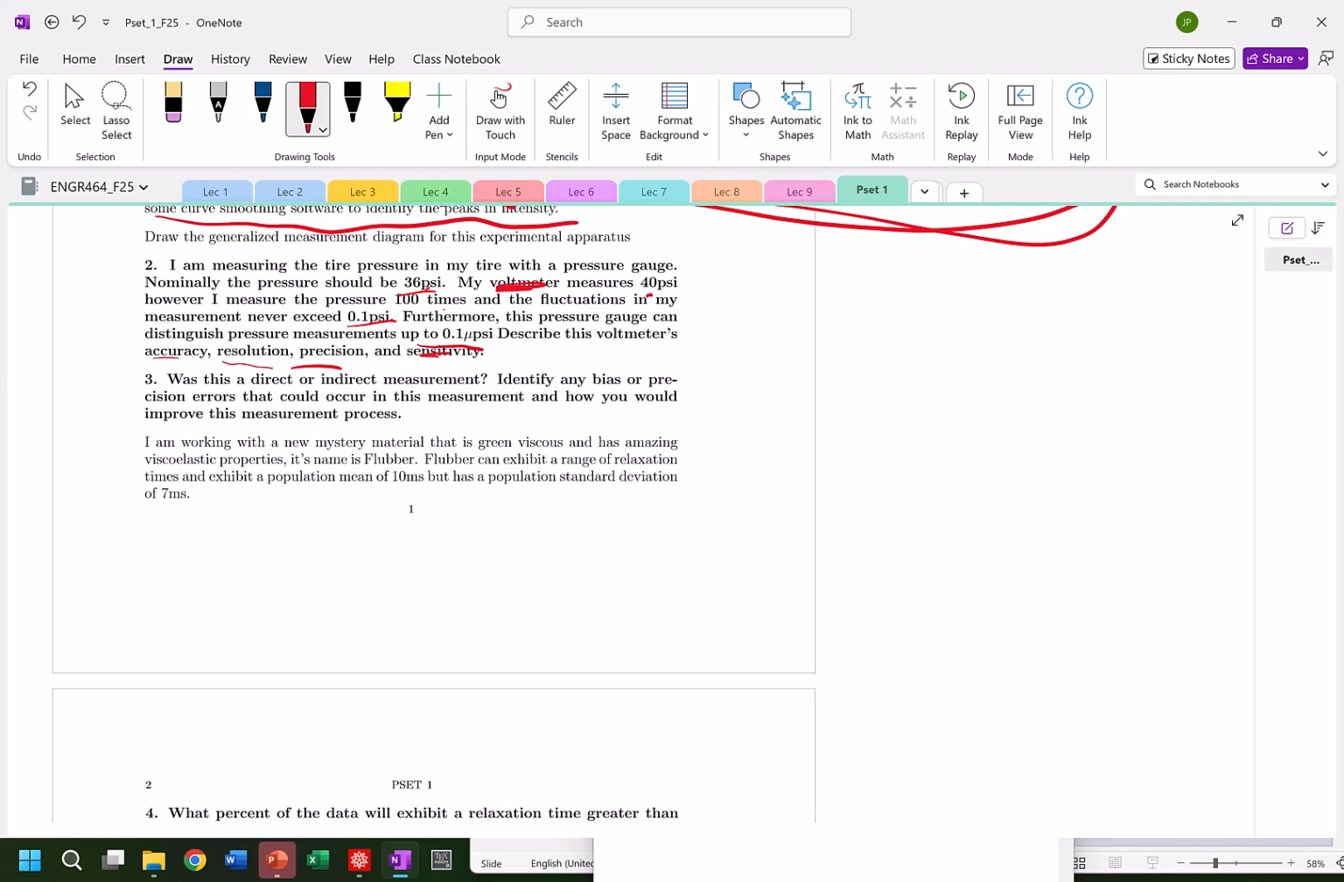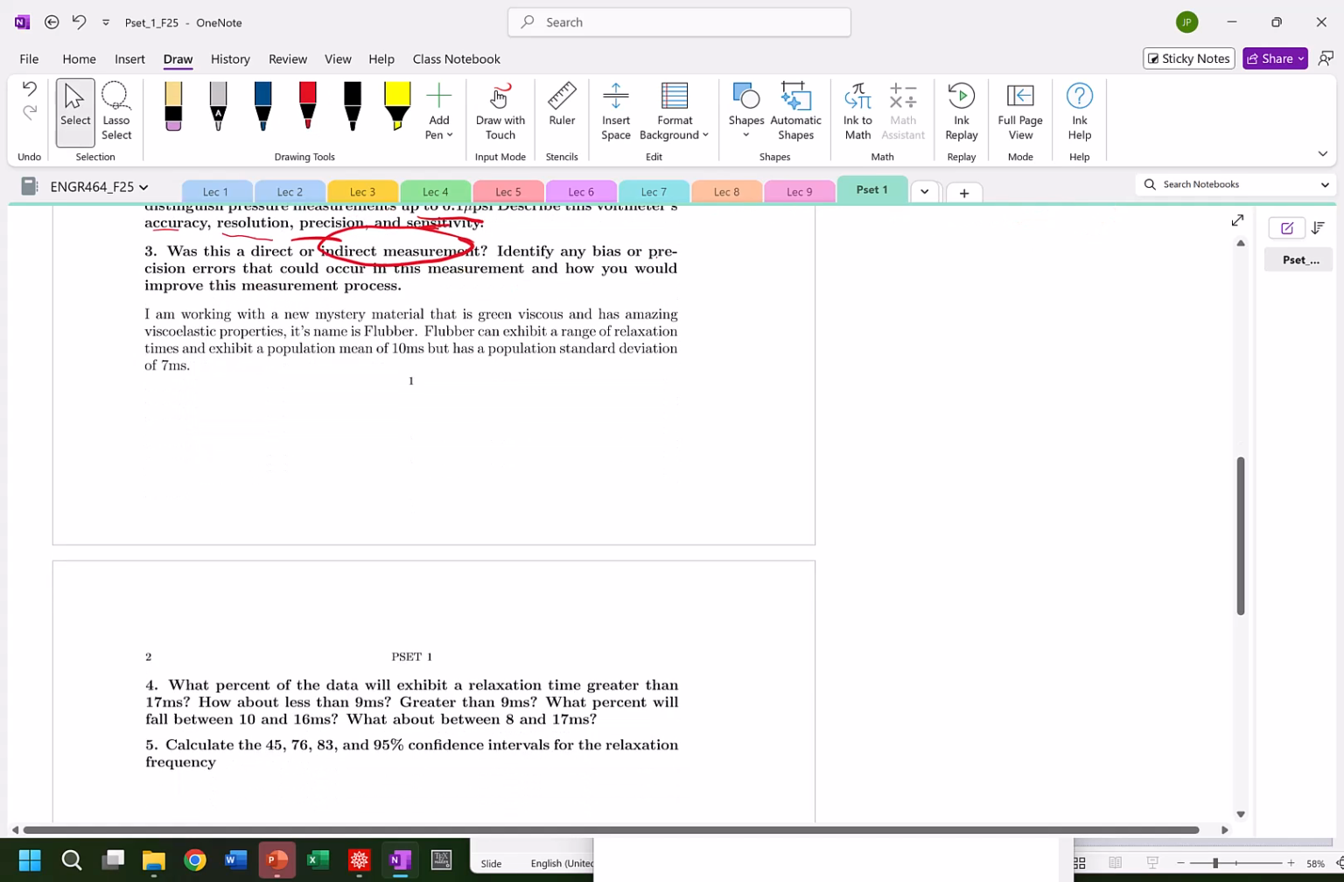Excellent. Was this a direct or indirect measurement? Indirect measurement for sure for the tire pressure gauge, just like we've done in class. What bias or precision error can occur? Precision error shows here. For bias error, depending on your tire pressure gauge, it could be some calibration error in the spring. Is it digital? Is it analog? So it could be a measurement error if it's an analog one as well.